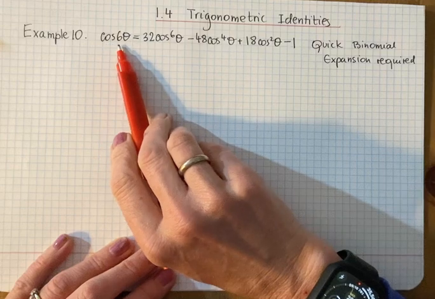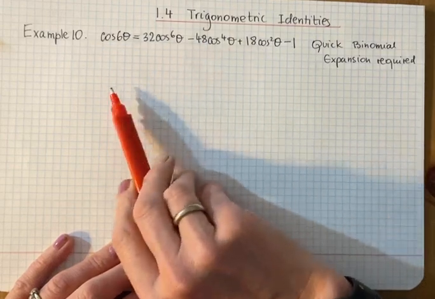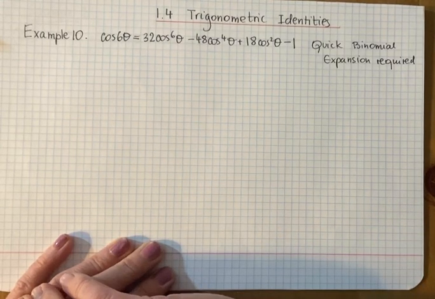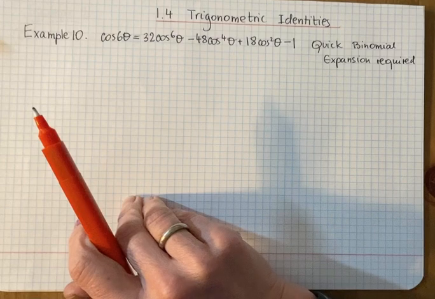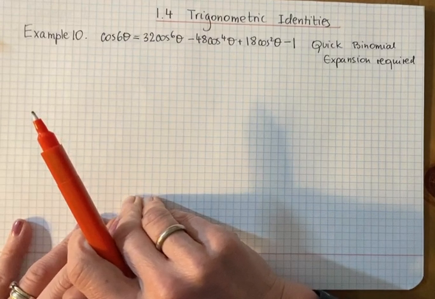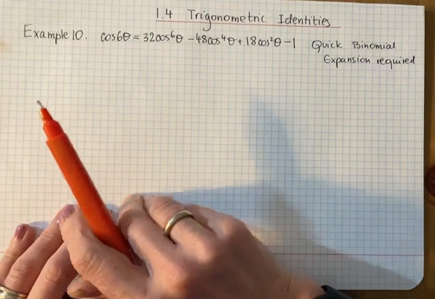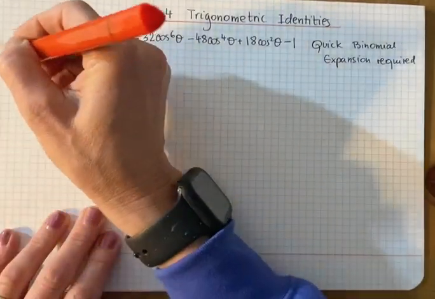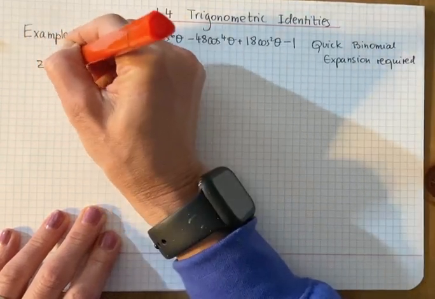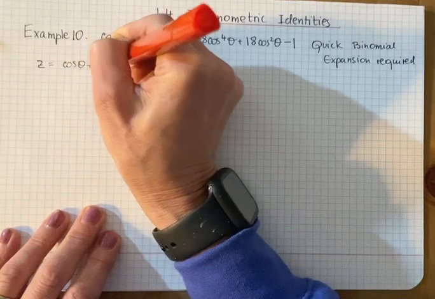For example, a replacement for cos 6 theta in terms of the powers of cos. That's one way of doing it. So in order to do this, the first thing we need to do is start off by defining our basic complex number, z is equal to cos theta plus i sine theta.